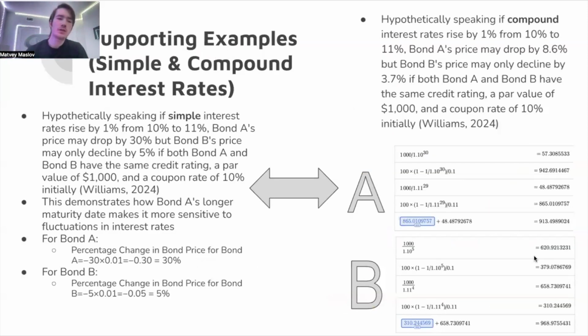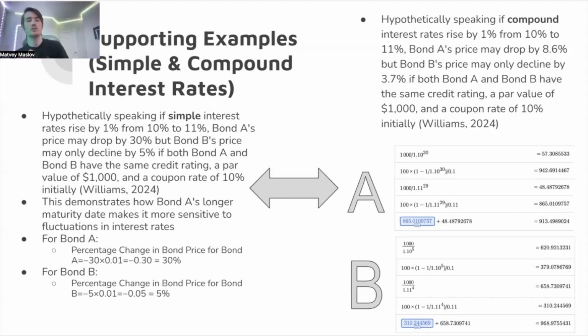Let's take a look at specific examples for this case. Hypothetically speaking, if simple rates rise by 1% from 10% to 11% in the next year after purchasing that specific bond, bond A's price may drop by 30%, but bond B's price may only decline by 5%. This assumes both bond A and bond B have the same credit rating, a par value of 1,000, and a coupon rate of 10% initially. This demonstrates how bond A's longer maturity date makes it more sensitive to fluctuations in interest rates. And this is regarding specifically the simple interest rates.